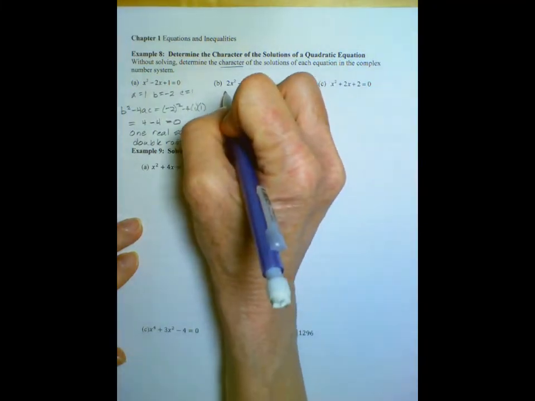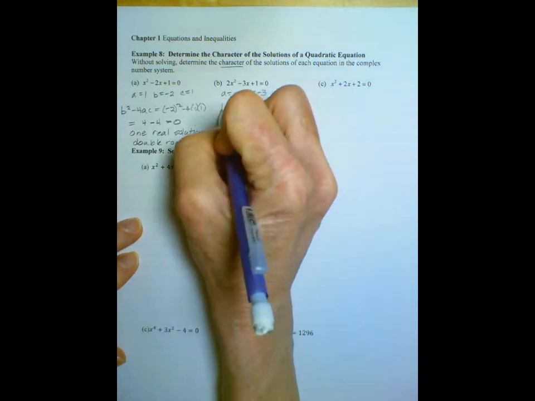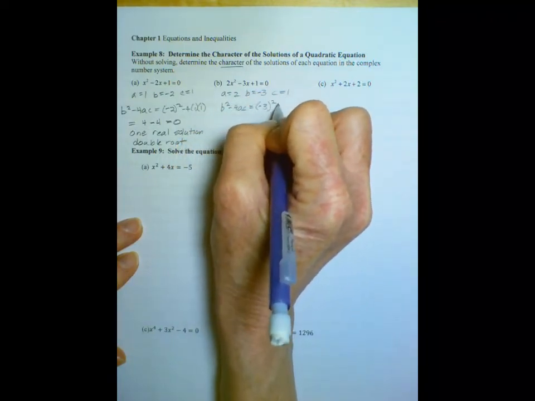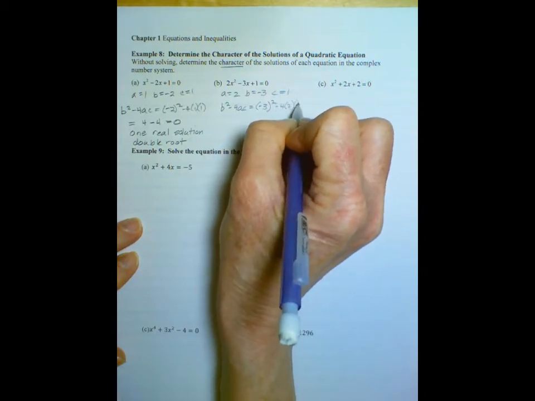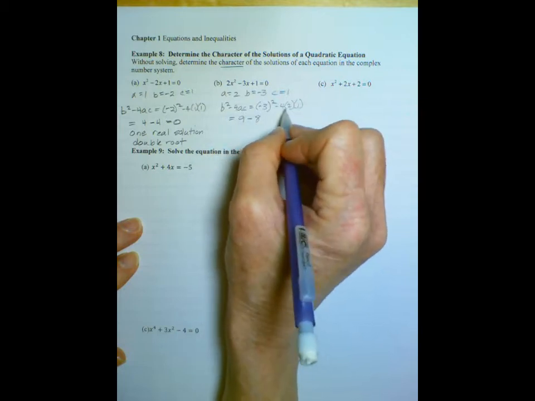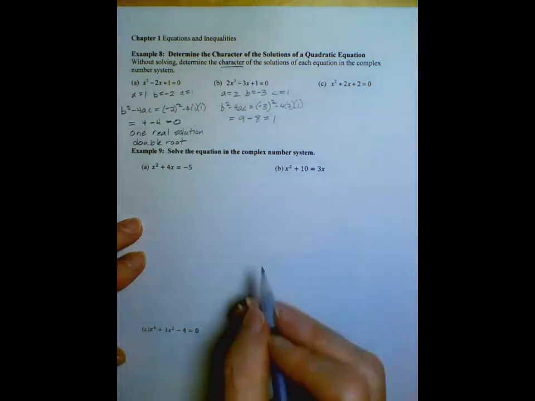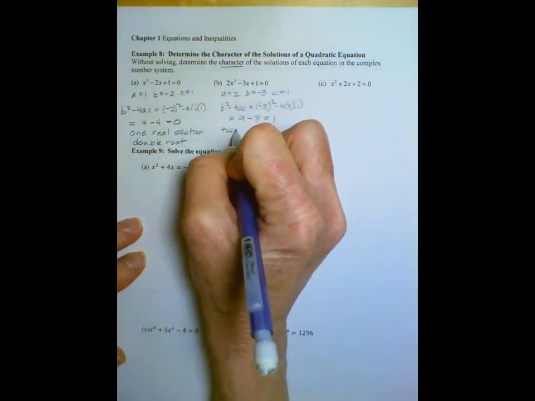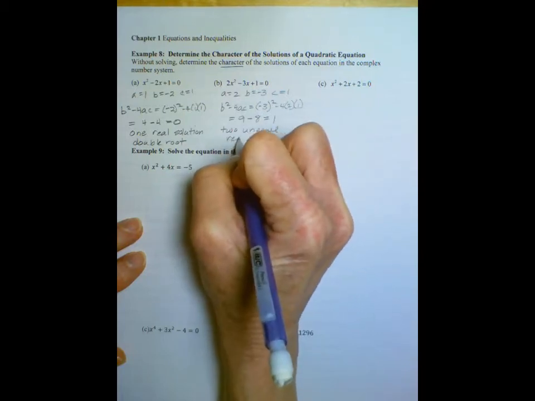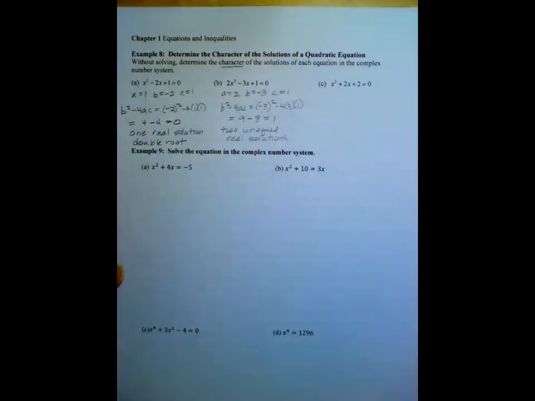Okay. Here a is 2, b is -3, c is 1, and b squared minus 4ac is -3 squared minus 4 times 2 times 1. So what do we get? 9 minus 8. 4 times 2 is 8. So we get 1. Okay, that's a positive number, so we would expect to get two unequal real solutions, right?